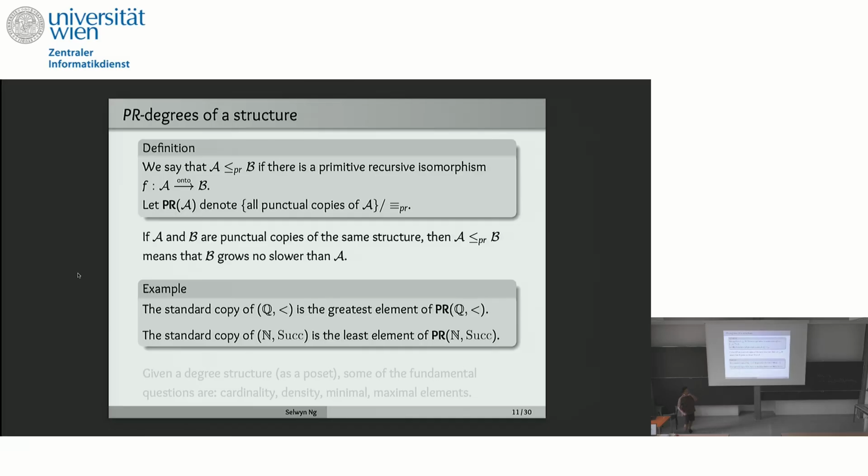An example is if you take a standard copy of the rationals, the dense linear order without endpoints, that is the greatest element in its degree structure, because any other copy can be embedded inside there quickly, because in the standard copy the Skolem function is efficient. And if we look at the standard copy of the natural numbers with successor, meaning the function that generates the next element, then that is the least element of its degree structure.